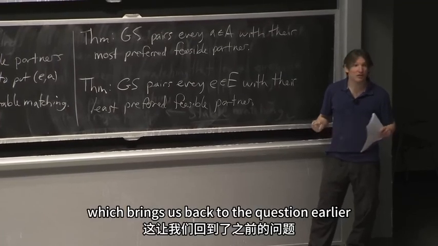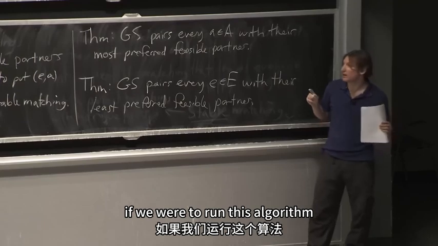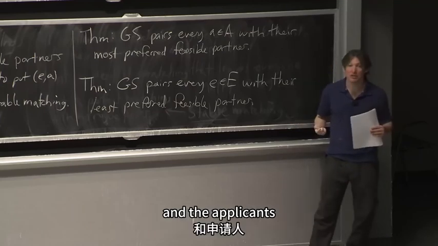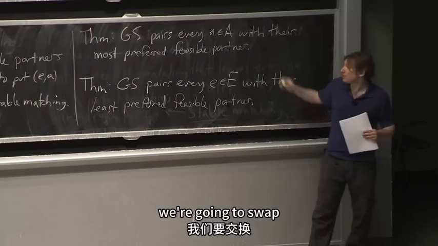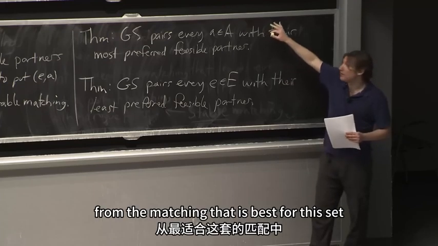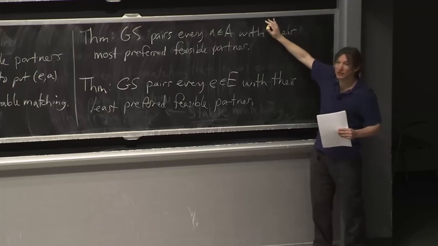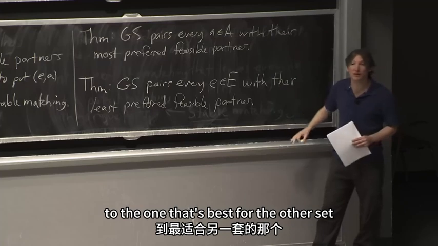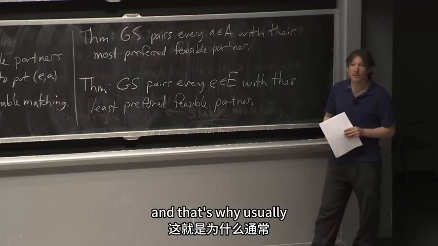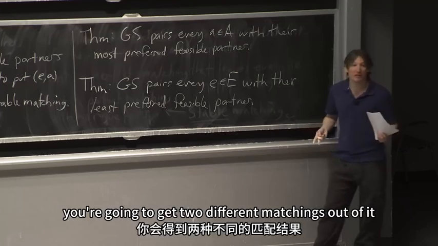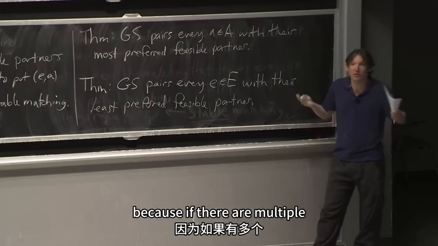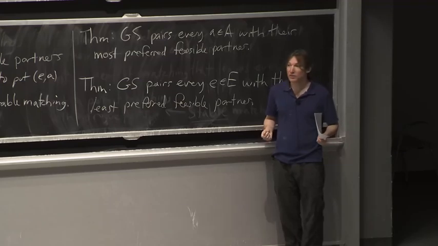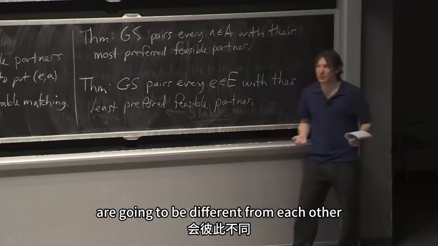Which brings us back to the question earlier: if we were to run this algorithm in reverse by swapping the roles of the evaluators and the applicants, we're going to move from the matching that is best for this set to the one that's best for the other set, and the one that's worst for the first set to the one that's best for the other set. And that's why usually you're going to get two different matchings out of it, because if there are multiple stable matchings at all for this set of preferences, the worst and the best are going to be different from each other.